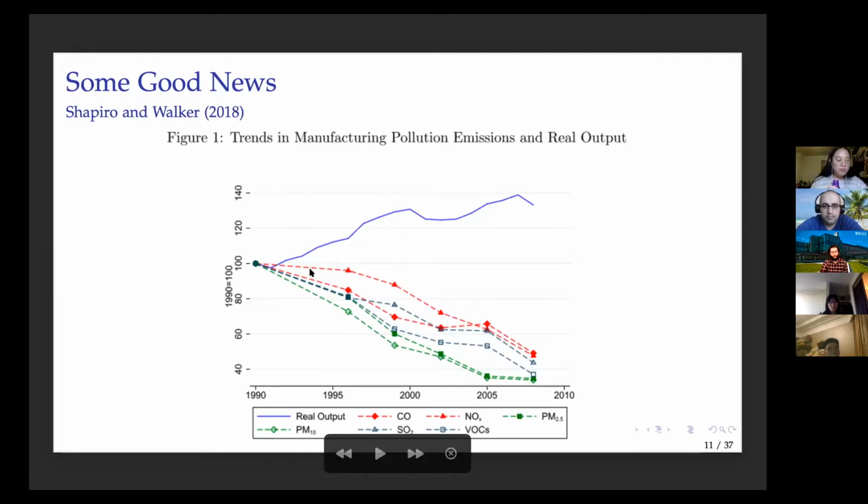This shows air pollutants for most of these 7 criteria air pollutants that I talked about. What this shows is between 1990 and 2008, emissions in aggregate from the manufacturing sector in the US have fallen between 50 and 60% for most of these air pollutants. So we're talking about really substantial changes over a pretty narrow time period.